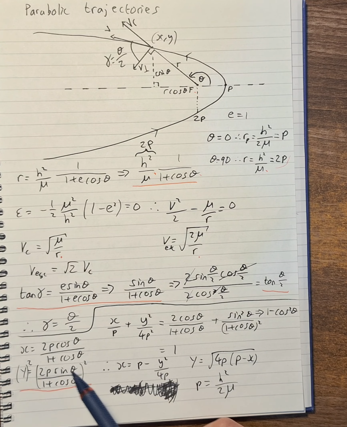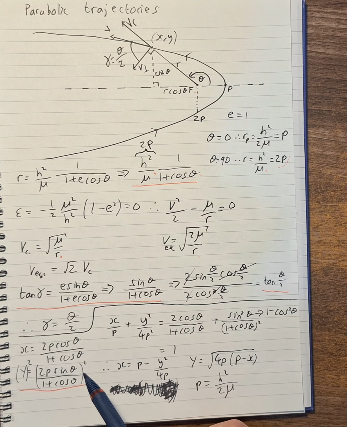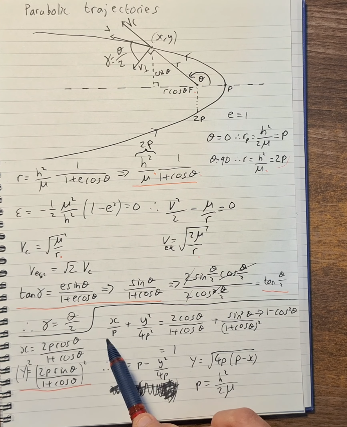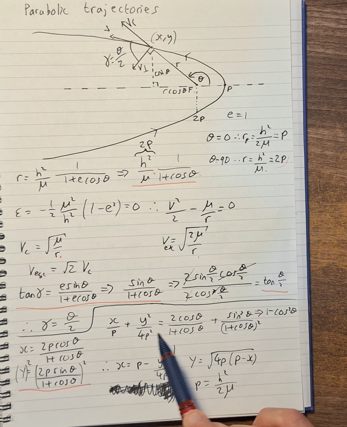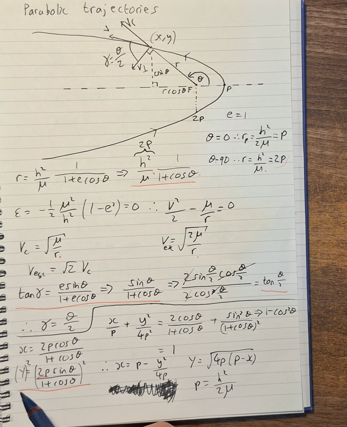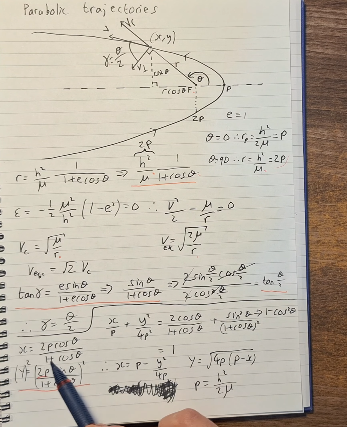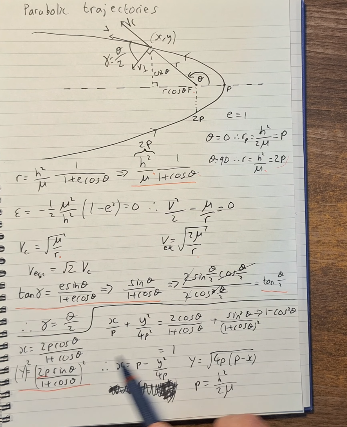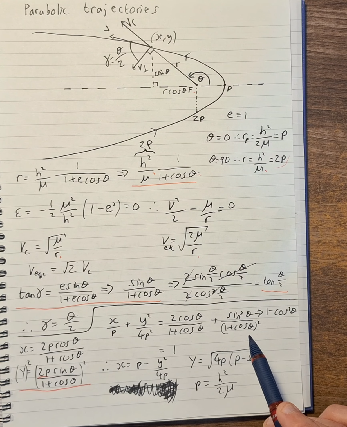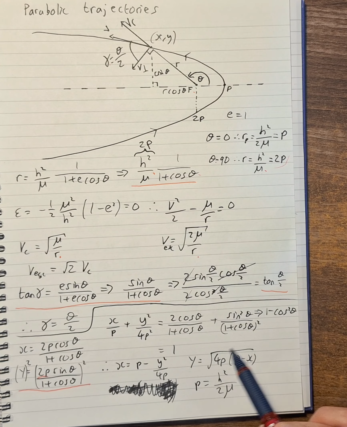They square both sides here. This is just a trick to reduce down the equation and remove the theta from it. So you square both sides. So x over p, that's just rearranging, plus y squared over 4p squared. So that's just rearranging those bits there. Equals 2 cos theta over 1 plus cos theta. So that's that bit from the x, and this is the bit from the y, sine squared theta divided by 1 plus cos theta all squared.